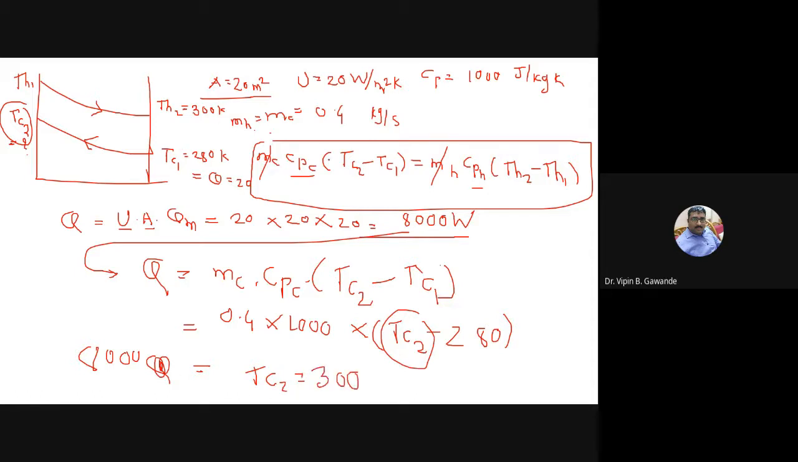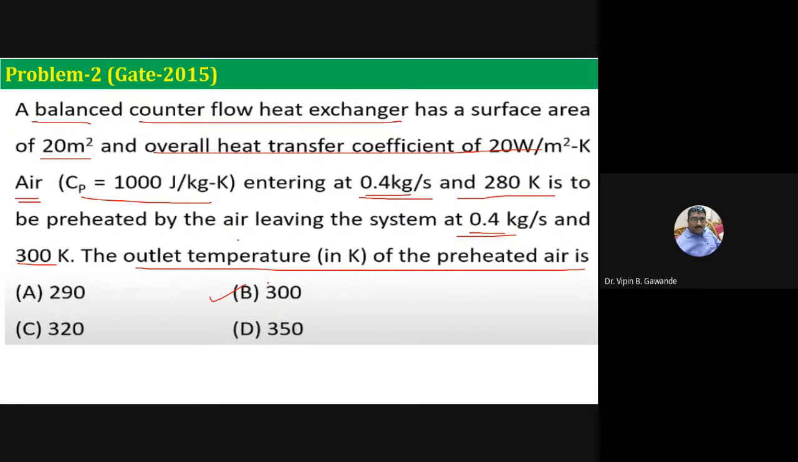See, everything we have taken here with theta equal to 20, so this temperature difference will remain the same, and TC2 comes out to be 300 Kelvin. For this question, we have calculated the outlet temperature of the preheated air, which is the air that gets heated. The mass flow rate and specific heats are the same, so the temperature difference remains the same, so theta 1 and theta 2 are the same, and we have taken that equal to theta. Area and the overall heat transfer coefficient are given, so we calculated the overall heat transfer, then combined that with the heat transfer rate MCP delta T for the cold fluid, and from there we calculated TC2. So TC2 comes out to be 300 Kelvin, and the answer will be B.